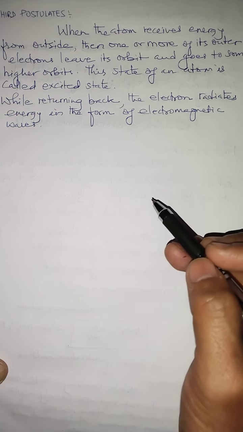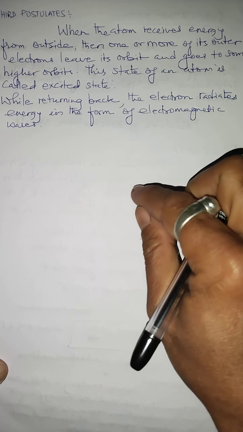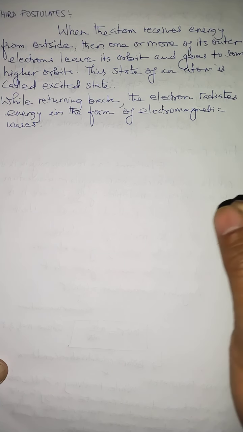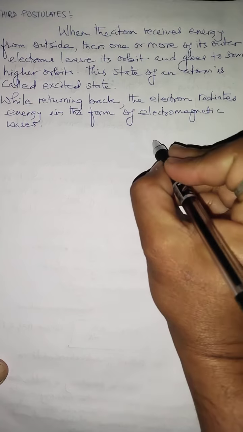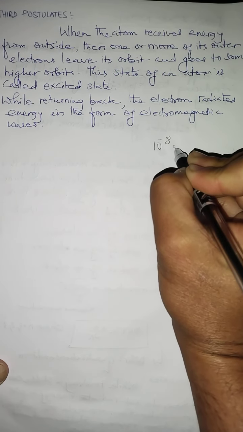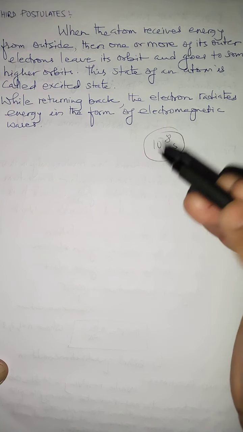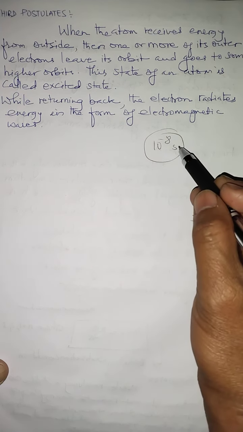But one important point you need to keep in mind, children, is that any electron that goes from an orbit to a higher orbit cannot remain in the higher orbit. The electron stays in the higher orbit for a very small fraction of a second, almost 10 to the power minus 8 second. Look at the time it takes to remain in this higher state: 10 to the power minus 8 second.